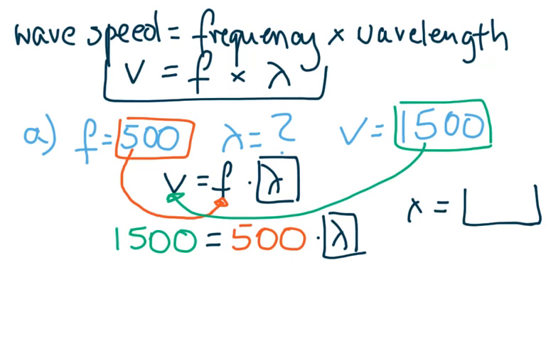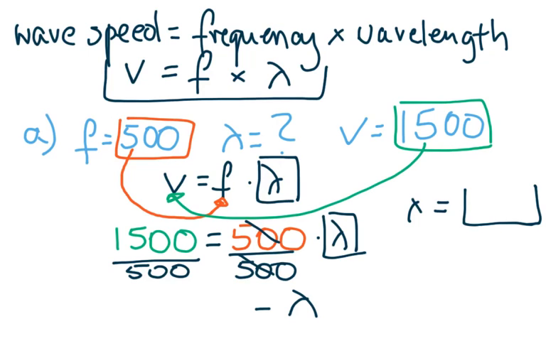How are we going to do it? Well, we have multiplication there. So we're going to divide both sides, but remember, whatever you do to one side, you have to do to the other side. If we divide by 500, this whole equation, the first side and the other side, this 500 will simplify to a 1. So we're going to have lambda is equal, and when we divide this, we're going to have 3. So lambda is equal to 3 meters.